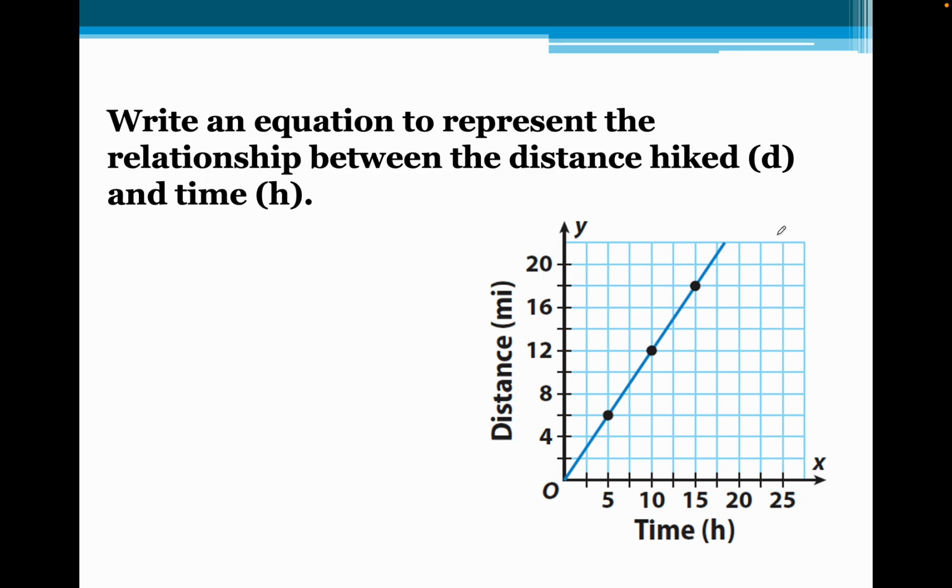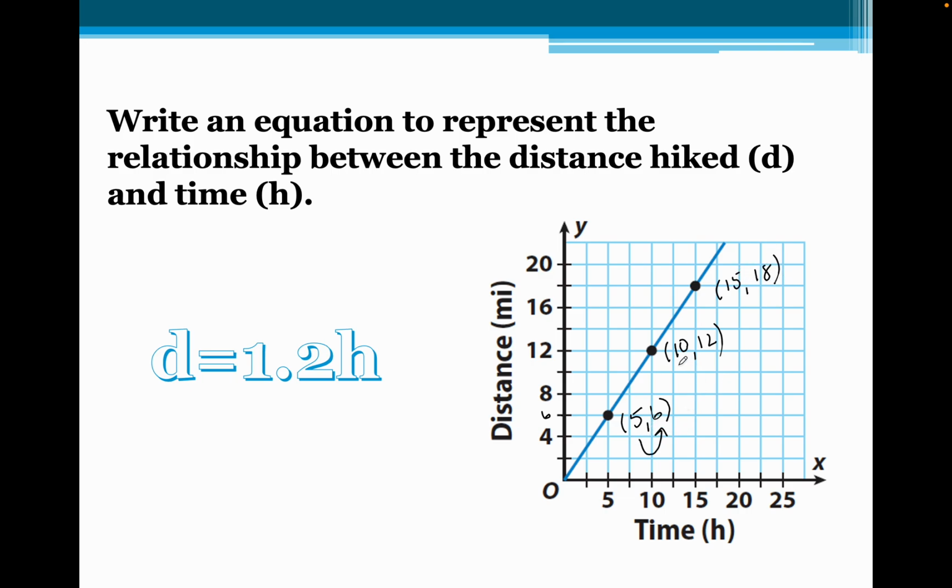Take a moment to pause and try this example. In this example, we have the point (5, 6), because this is counting by 2s. That's 6. And (10, 12). And (15, 18).